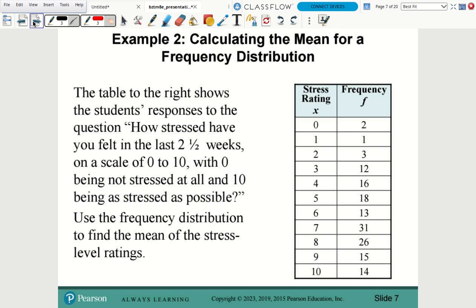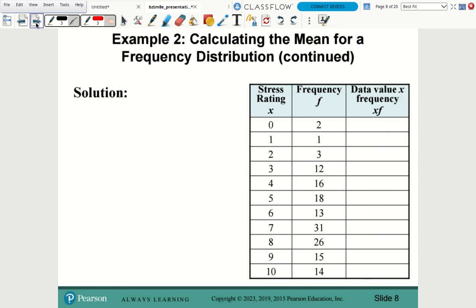So if I were to write that out, it would be 0 plus 0, right? And for 1. But once I get down into this range down here, those kind of suck. I don't want to write 3 twelve times, do I? No, I don't. So that's what I'm going to do. As I'm doing this, it's going to be 0 times 2 plus the next one is my stress rating, which is 1, and it happened 1 time.